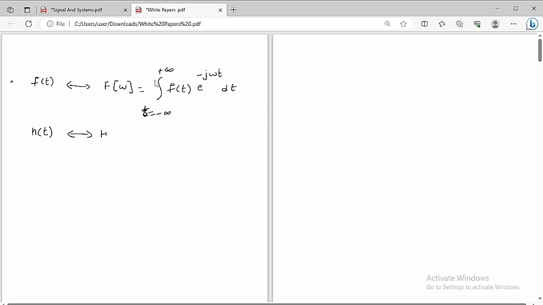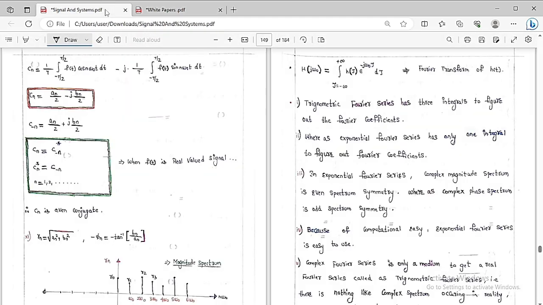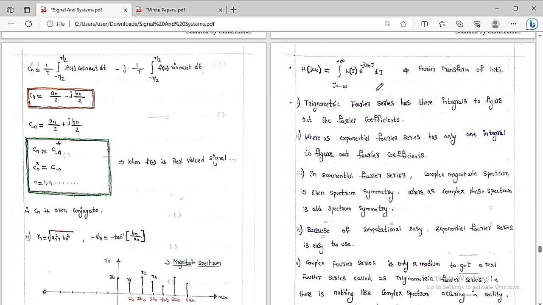Now for h of t, what is our Fourier transform? H of omega or H of j omega, which is the same: integration from t is equal to minus infinity to plus infinity of h of t into e to the power of minus j omega t dt. Here you can use either t or tau as the dummy variable. Instead of omega, here it is omega naught, so write omega naught here also. This is called the Fourier transform of h of t. The h of t is the impulse response for an LTI system.